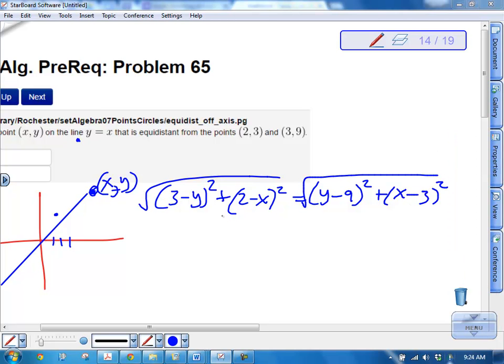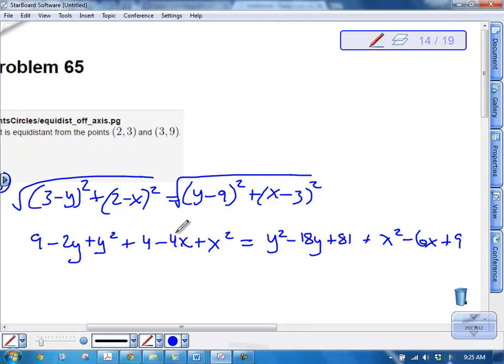And set those equal. Now I would square both sides. 3 minus y squared and FOIL. So let me do that as well. Now I'm going to run out of time in this video, so I'm going to do this step and pause it. Okay, there's the work if I get rid of the square roots and FOIL everything out.